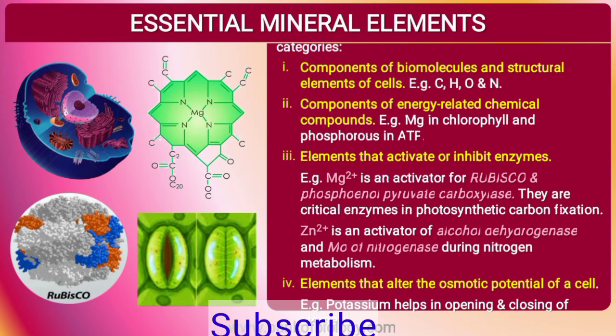Elements that activate or inhibit enzymes, means to say they act as activator as well as inhibitor. For example, Mg2+ is an activator for RuBisCO, which is involved in the Calvin cycle, and phosphoenol pyruvate carboxylase. They are critical enzymes in photosynthetic carbon fixation. Zn2+, means to say they have lost 2 electrons, is an activator of alcohol dehydrogenase, and molybdenum of nitrogenase during nitrogen metabolism. Elements that alter the osmotic potential of a cell, means to say they change salt and water balance, like potassium helps in opening and closing of stomata.